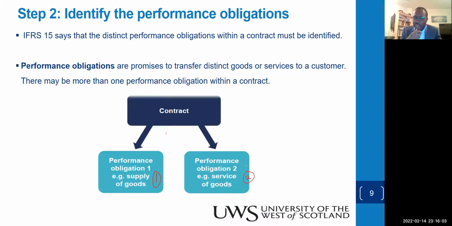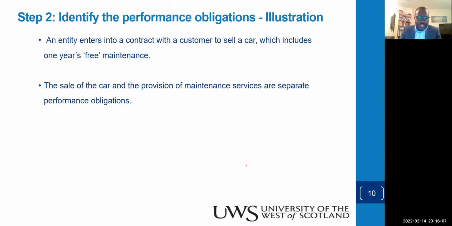That's also another performance obligation. Clearly distinguish this and identify it. Okay. Let's take an example, an illustration. An entity enters into a contract with a customer to sell a car. We'll give you the car and we'll also provide you after sales maintenance, free maintenance for a year.